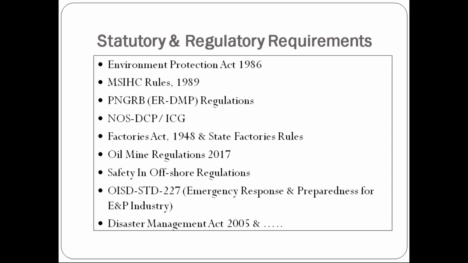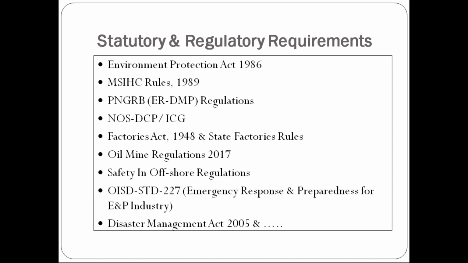So there are various regulations around emergency planning. There is a technical body in India called the Oil Industry Safety Directorate. They have developed various standards on safety. One standard is titled Emergency Response and Preparedness for E&P Industries, the Exploration and Production industry, OISD 227. This also has guidelines related to that. And in India, there is an act called the Disaster Management Act 2005 and subsequent rules. These are mainly to deal with natural disasters, so these are the requirements related to that.